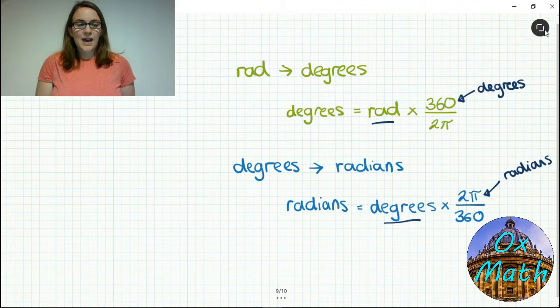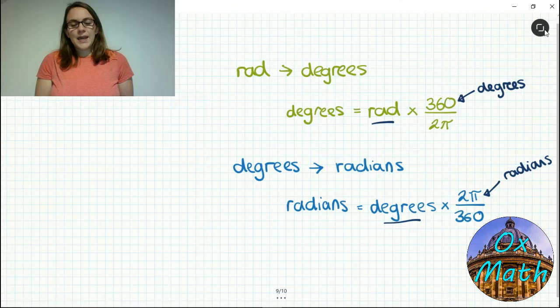That is just how I remember it. It is better if you remember it in terms of how many radians there are in a circle. There are 2 pi, so you need to split the 360 into 2 pi parts to get 1 radian. And it is also very, very good to sense check your answer.